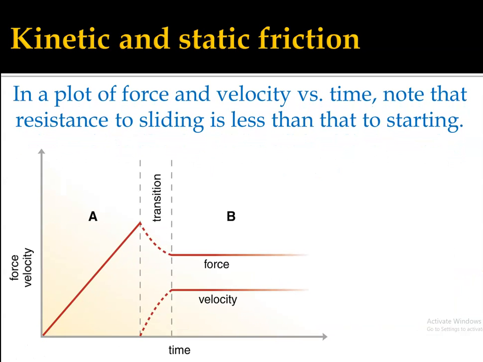Now, if we were to look at a plot of force and velocity versus time, note that resistance to sliding an object is less than that to starting the object to slide. And what we are looking at is the difference between kinetic friction, which is sliding friction, and static friction.